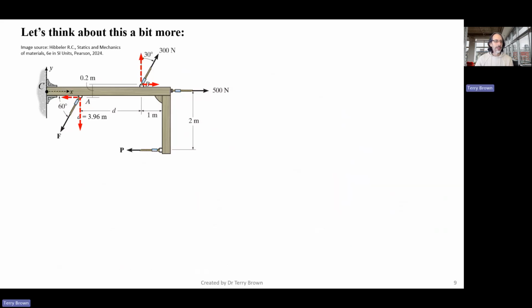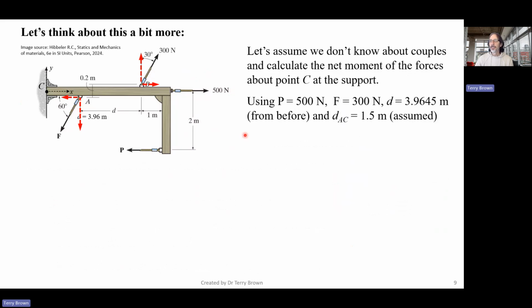Okay, so let's have a little bit more of a think about this. So let's assume we don't know about couples and we just calculate the net moment of the forces about some point. So I'm going to take point C, which is what you might often need to do. So I've just defined point C here at the center of the beam at its left-hand end.